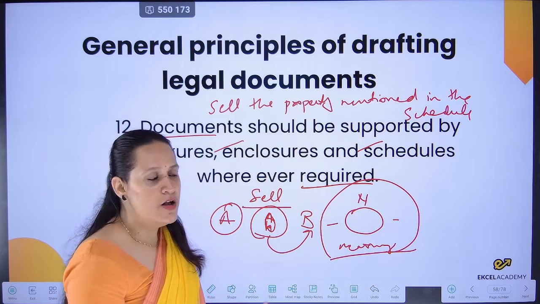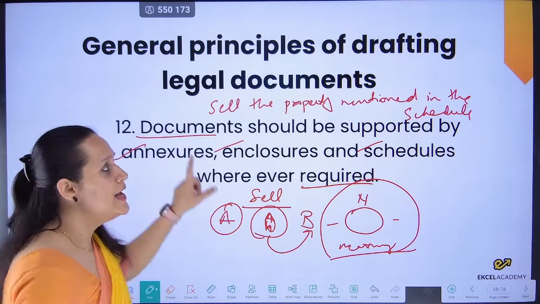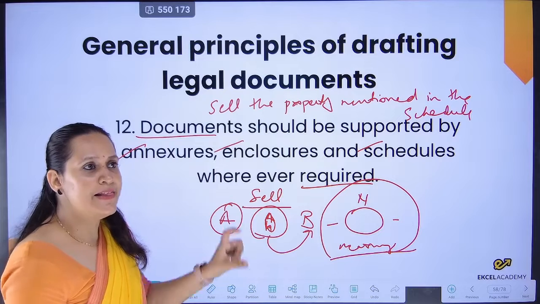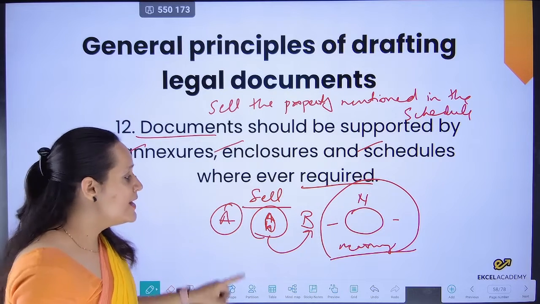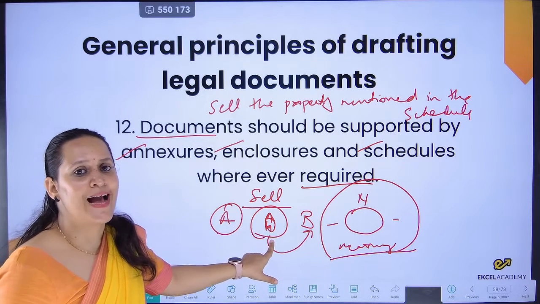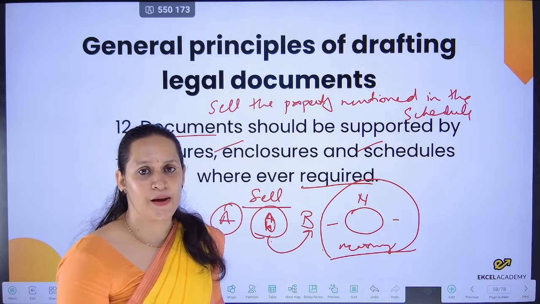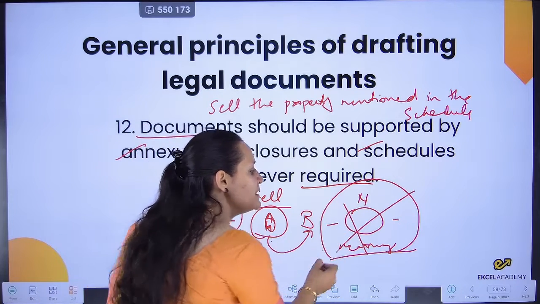So wherever required under whichever document, you should give additional supplements, annexures, schedules as may be required for supporting your document. For an example, let's say in this particular agreement for sale, they have mentioned a line that Mr. A is going to sell the property as mentioned under the schedule to Mr. B, and schedule itself is missing from the agreement.